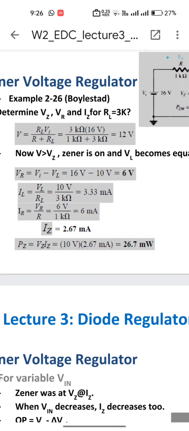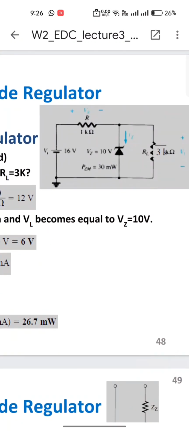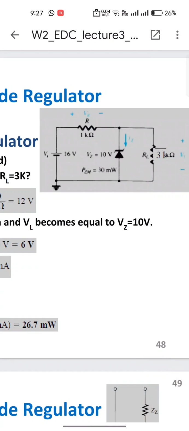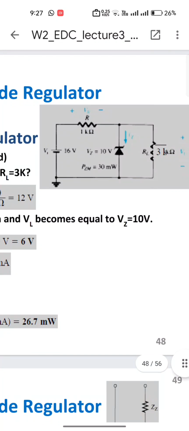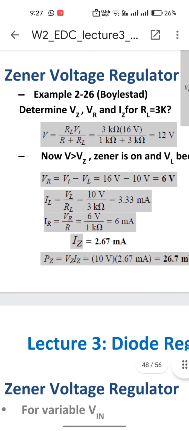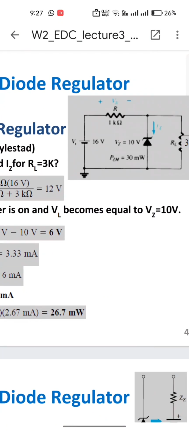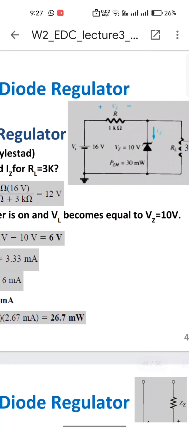After that, calculating the current across this resistor R. For that we can use the same rule, that is Ohm's law. How? I is equal to V by R. Voltage across this resistor was 6 volts, and the current we are about to find is supposed to be calculated by dividing this voltage by its resistance, that is 1 kilo ohm. So using this simple Ohm's law, we get 6 milliampere. Sorry, 6 IR is 60 milliampere, because 6 volts divided by 1 kilo ohm is 6 milliampere.